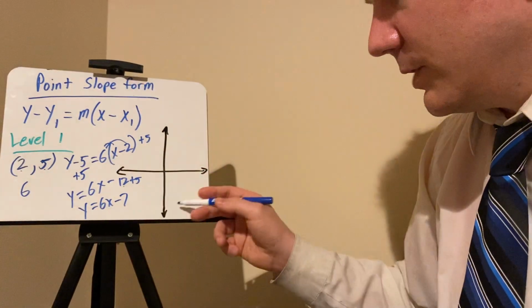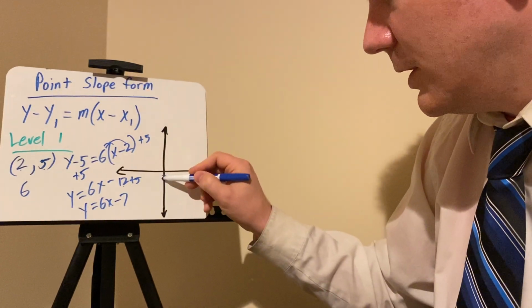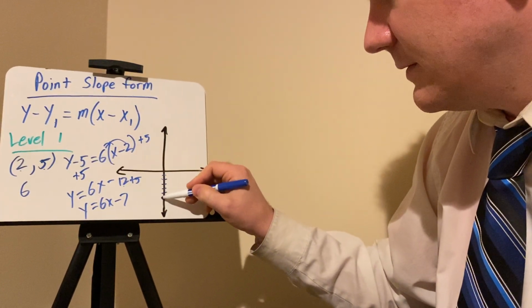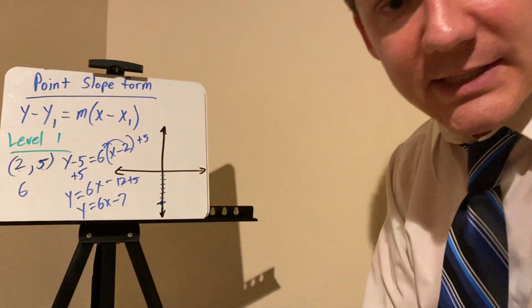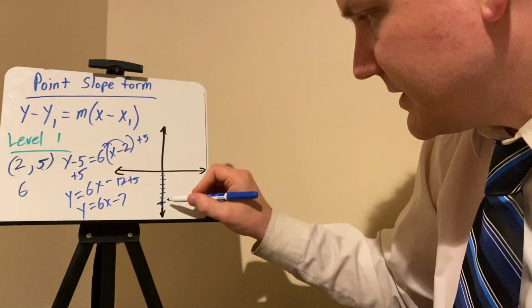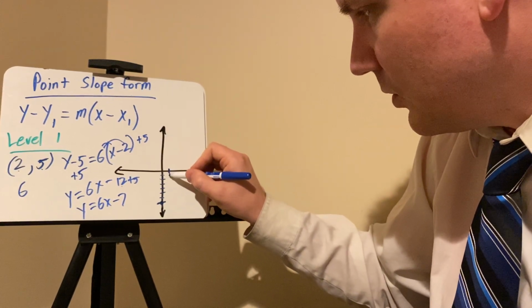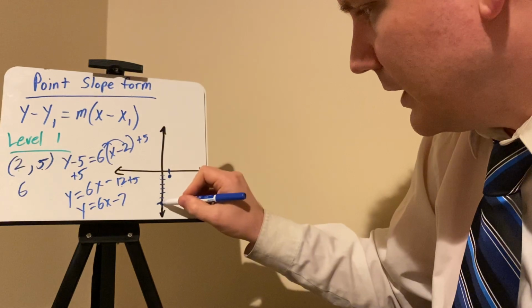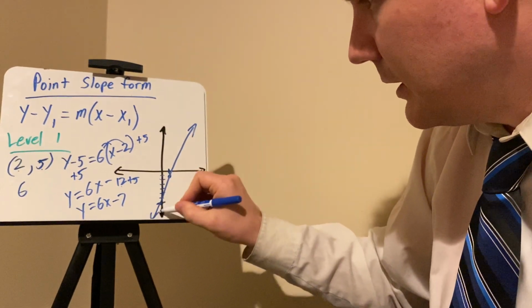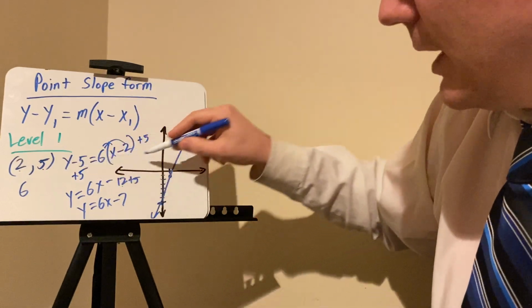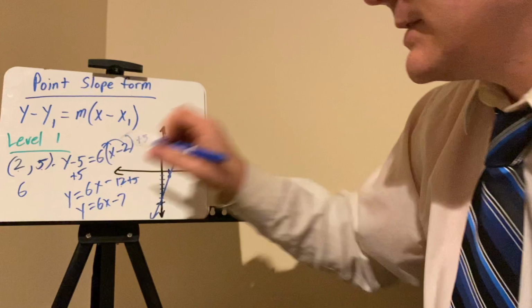Now I could also create a quick graph of this way by saying, okay, here's my y, 1, 2, 3, 4, 5, 6, 7. So here's my y-intercept. My slope is 6. That means rise over run. So I go up 6 over 1. 1, 2, 3, 4, 5, 6 over 1. So that would be another coordinate on this. And this would be the line. That would be represented by y minus 5 equals 6 times x minus 2. Again, if you have a point and a slope.